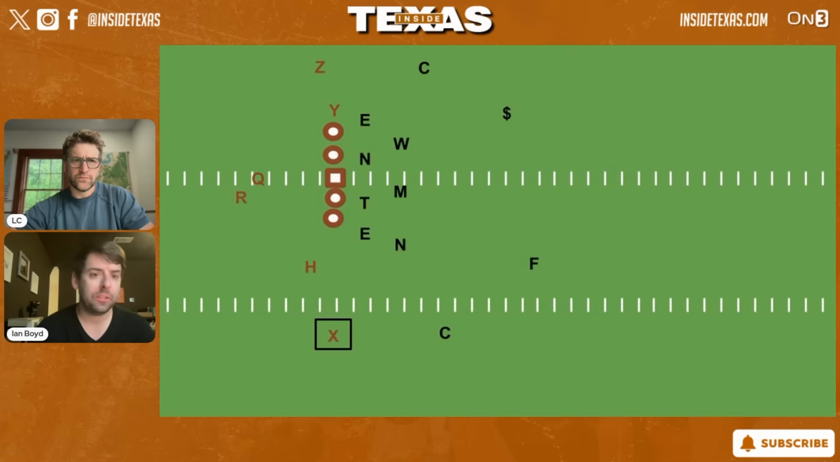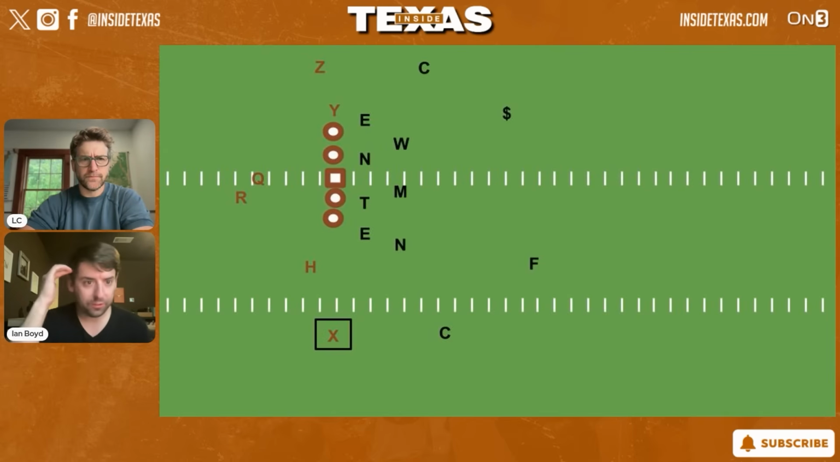It also means that in Sark's offense, the X receiver is usually lined up to the far side of the field. Now, a lot of Texas fans had drilled into their mind during the Tom Herman era that the X receiver goes in the short side of the boundary and he just stays there all the time. And that was Colin Johnson and Malcolm Epps for a little bit. But that's not how Sark does it.